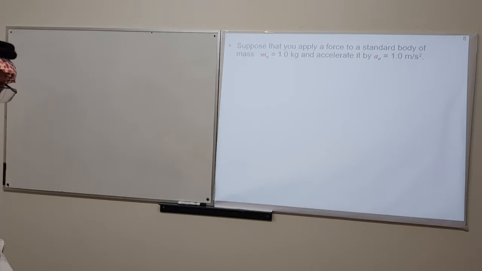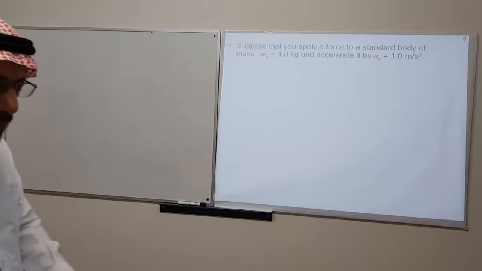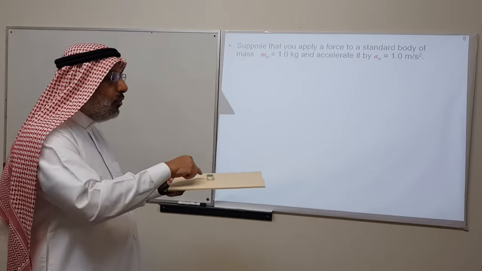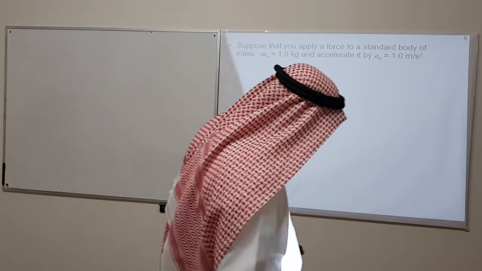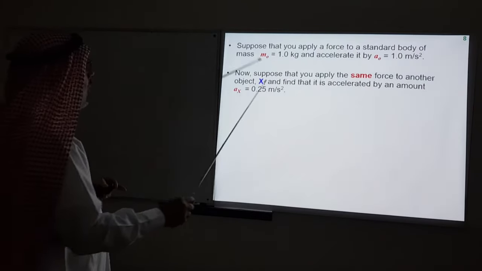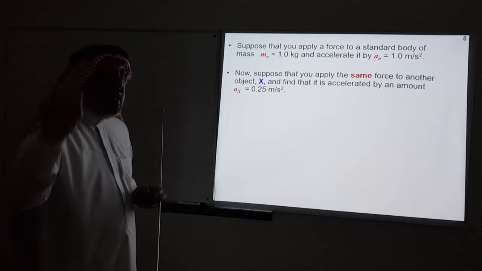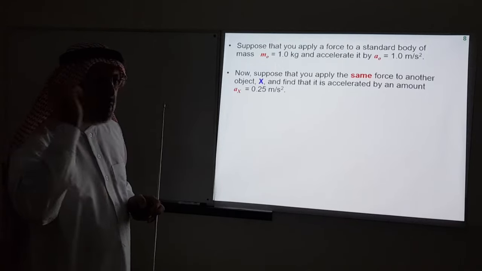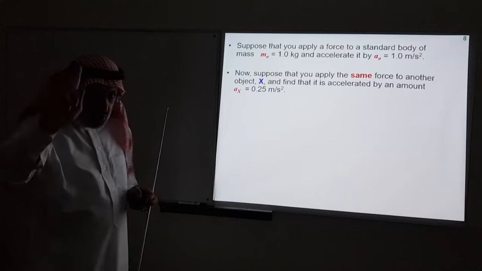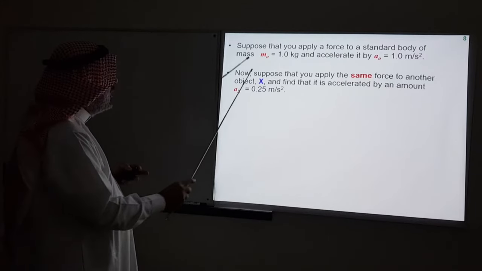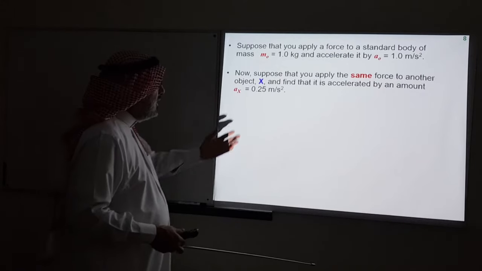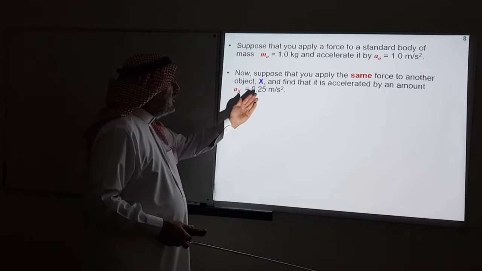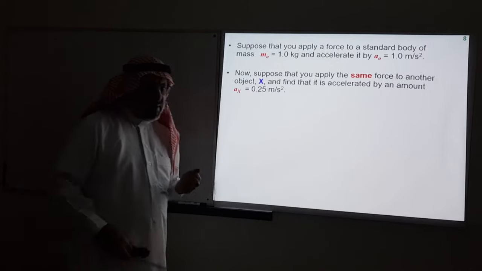Now, you remove the standard kilogram and bring another object of unknown mass. Let's call it object X. And apply the same force to it that you applied to the standard kilogram. The same force, which is 1 newton, applied to this object of unknown mass. Measure the acceleration. You find that the acceleration of the unknown object is 0.25 meters per second squared.